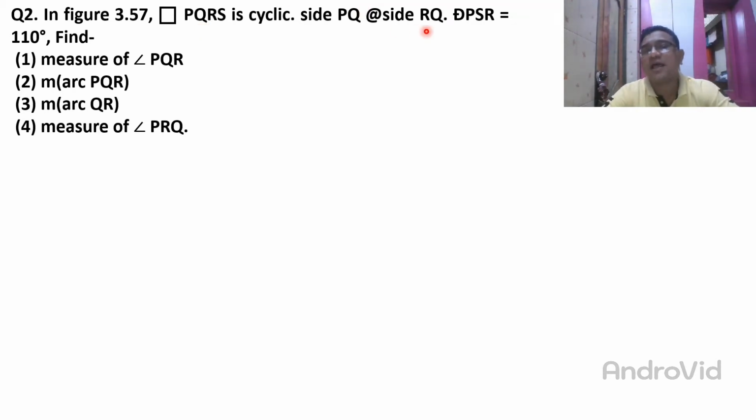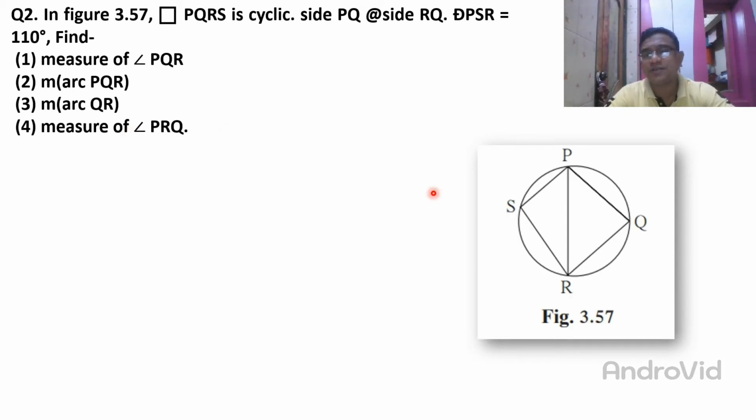Side PQ, side RQ, angle PSR is equal to 110 degrees. Find angle PQR, find major arc PQR, find major arc QR and angle PRQ. See, this is the diagram. This is point P, this is point Q, this is point R and this is point S. All the points lie on a circumference. So this is called a cyclic quadrilateral because all 4 points lie on a circumference.